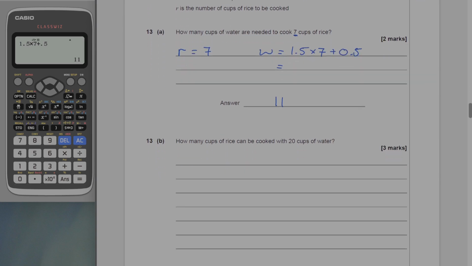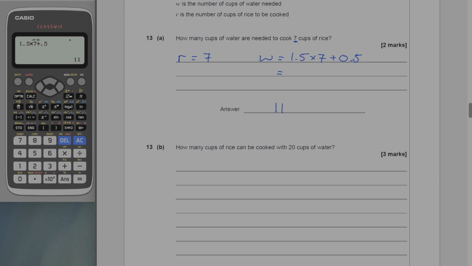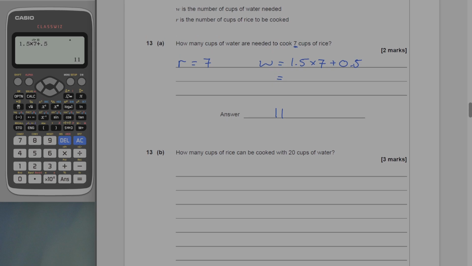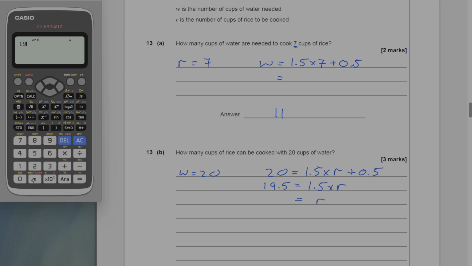Right, for part B, how many cups of rice can be cooked with 20 cups of water? So W is going to be equal to 20. So 20 is going to be equal to 1.5 times R plus 0.5. So I'm going to minus 0.5 from both sides. So 19.5 will be equal to 1.5 times the number of rice, and then divide by 1.5. So R is going to be equal to 19.5 divided by 1.5, which gives me 13.